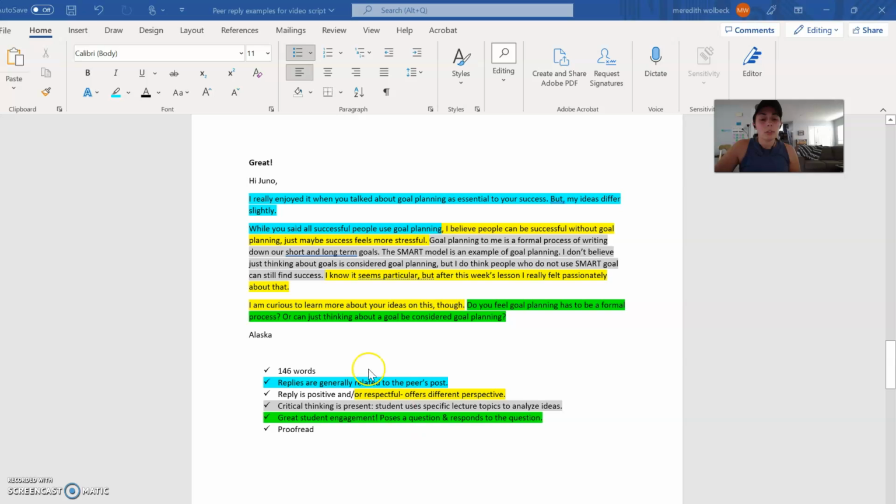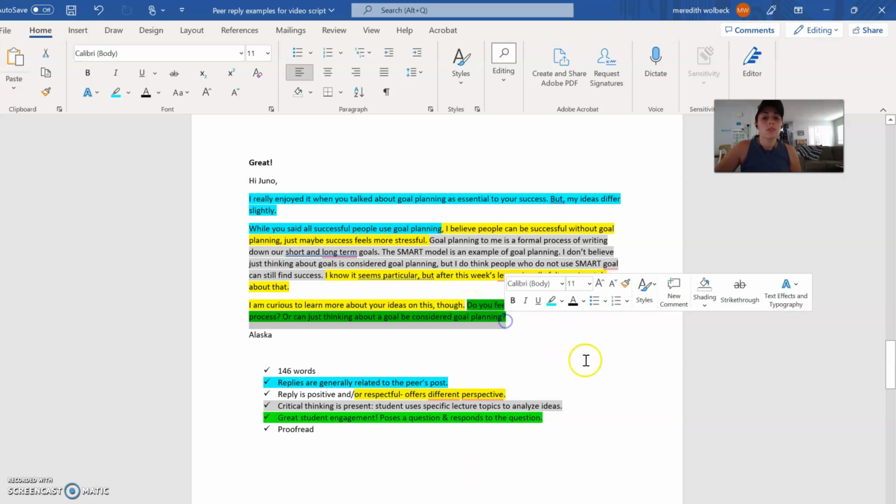All right, now we've got a great example of a peer reply. Same thing as down below, but we notice a little bit more of a word count here at 146. We also notice that this student offers a different perspective. That can be fun sometimes if you have a different outlook on what your classmate is talking about. This example is going to show you how to communicate that in a respectful way. And you also notice that in this post we also get student engagement. That's different from the good post. The student offers a question.